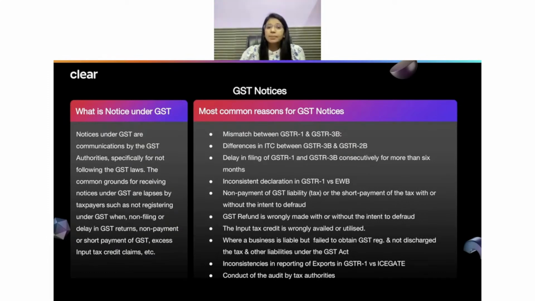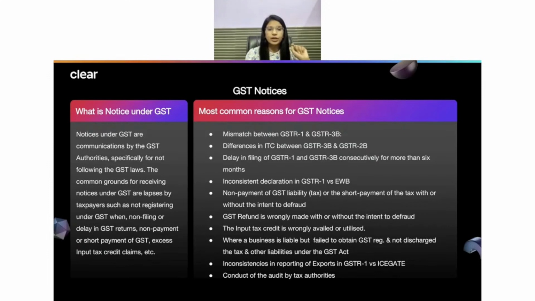But here there is a practical problem. And now I will talk about the practical problem which we always face. See, there can be an inconsistency in the reporting in GSTR-1 and the ICEGATE department. So when we look into the export transaction, right? In case of export transaction, we know in GSTR-3B there is a table called 3.1B where we show zero rated supply.